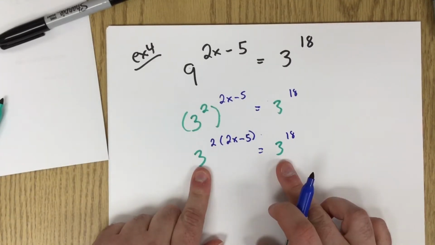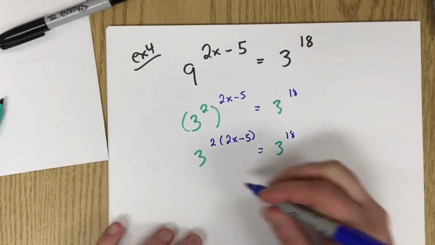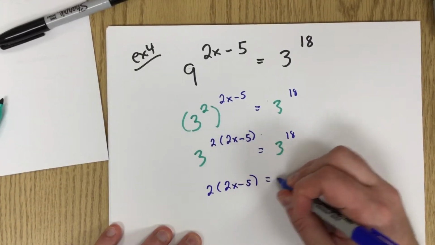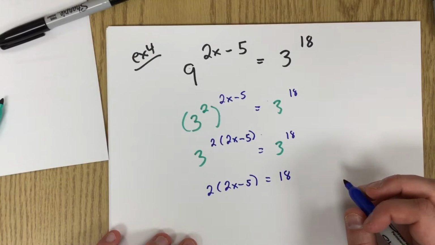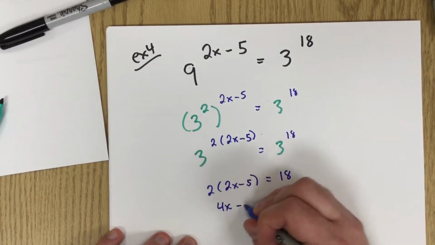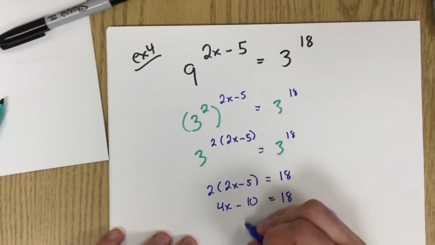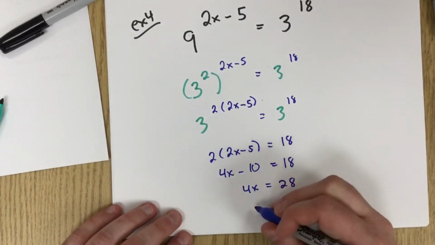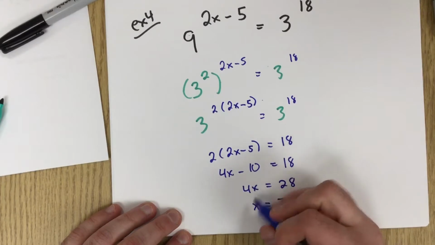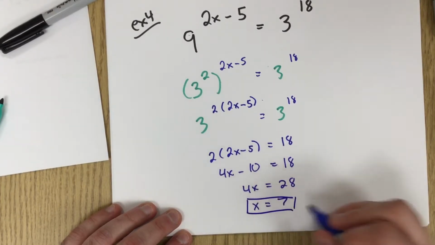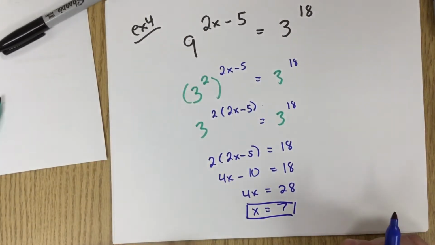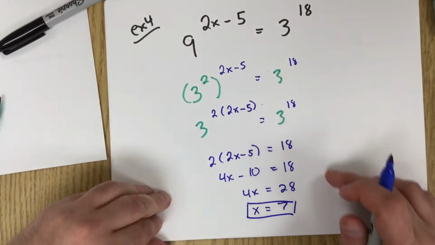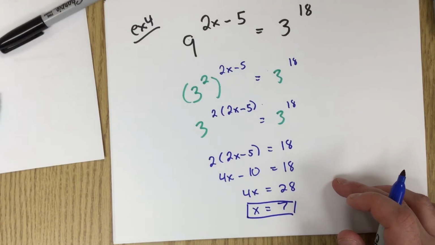Now the bases are the same. So that means now the exponents are the same. So now we could say that 2 times 2x minus 5 equals 18. 4x minus 10 equals 18. 4x equals 28. And x equals 7. And that would be the solution to this equation over here. So what we did was the bases were different, but we changed the base to make it the same.